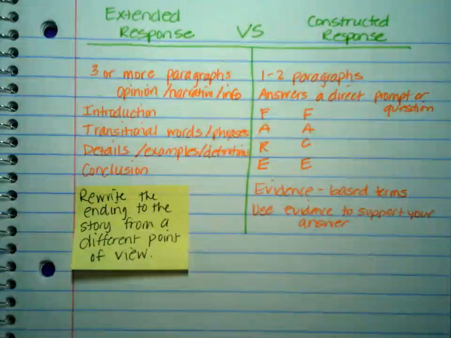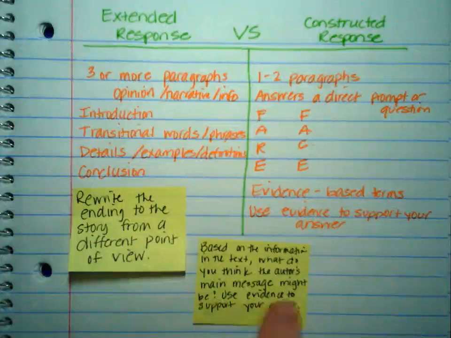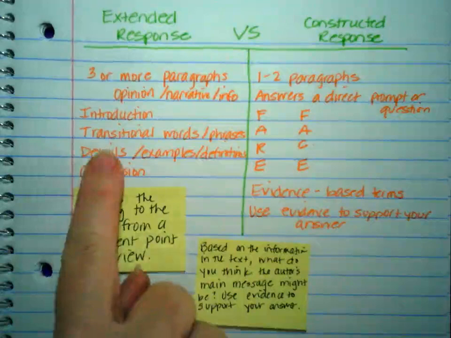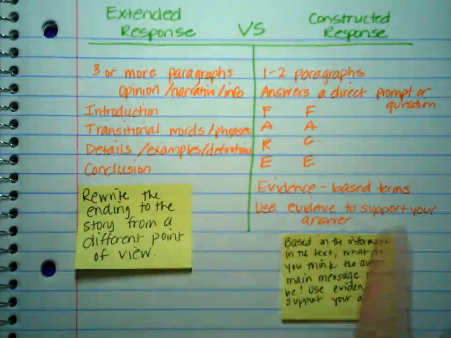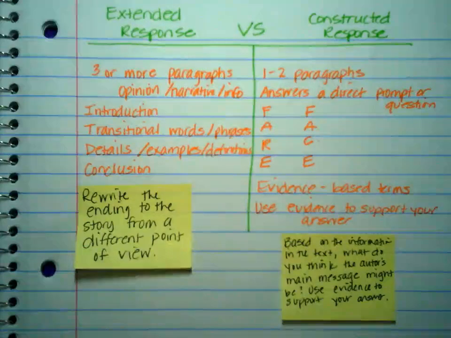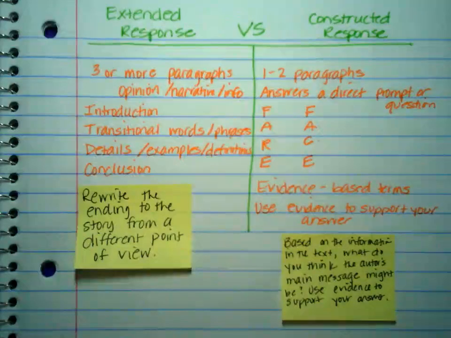What if you were given the prompt that says, based on the information in the text, what do you think the author's main message might be? Use evidence to support your answer. Do you think this would be an extended response or a constructed response? This is going to be a constructed response, okay? This is a 1 to 2 paragraph response, and you are answering the prompt. I think the author's main message might be, then you answer it, you use evidence to support it, and you explain how that evidence supports the author's main message, okay? You see how this is going?